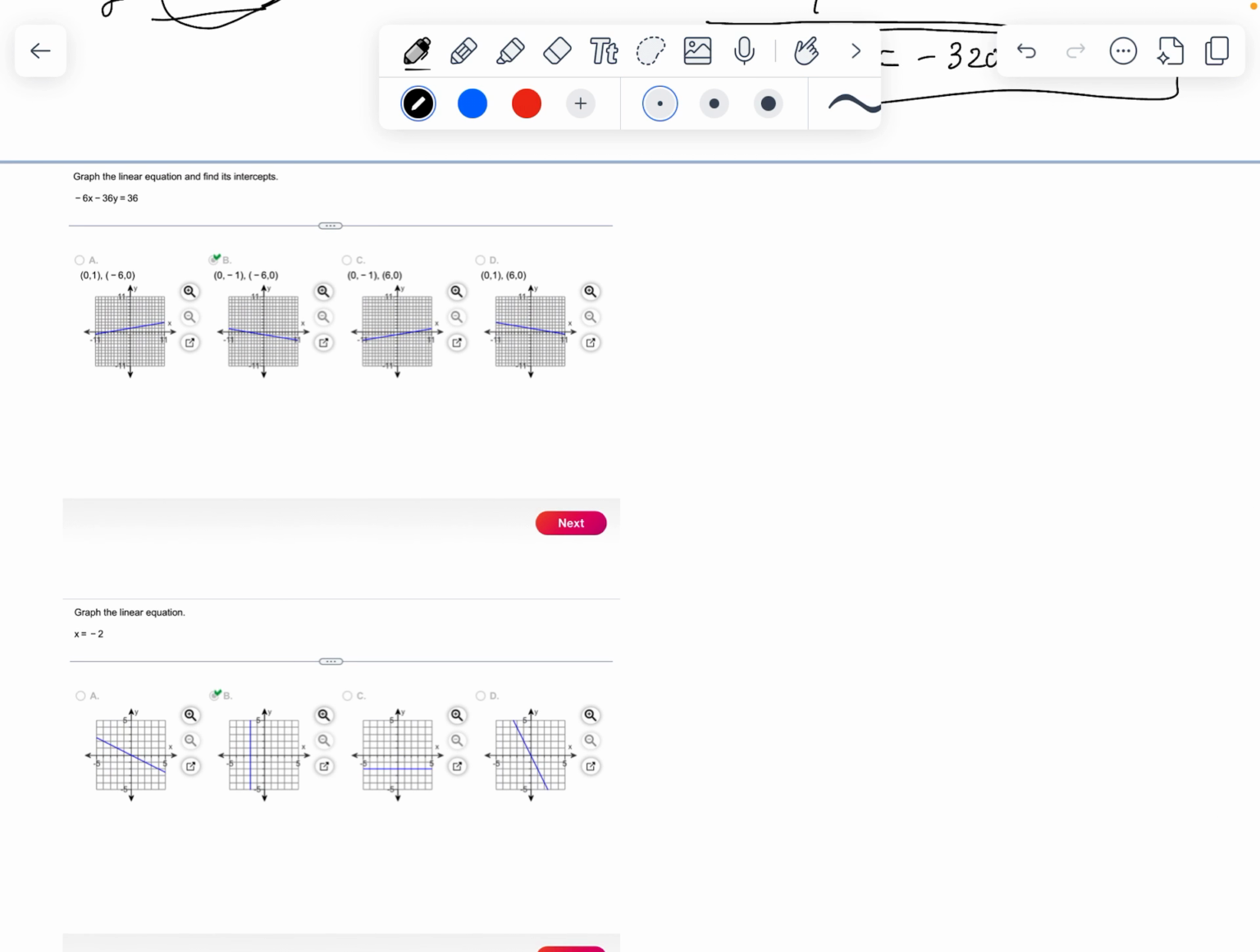Okay, graph the linear equation and find its intercept. So we have this equation 36. So to find the intercept, the x-intercept is when y equals 0.